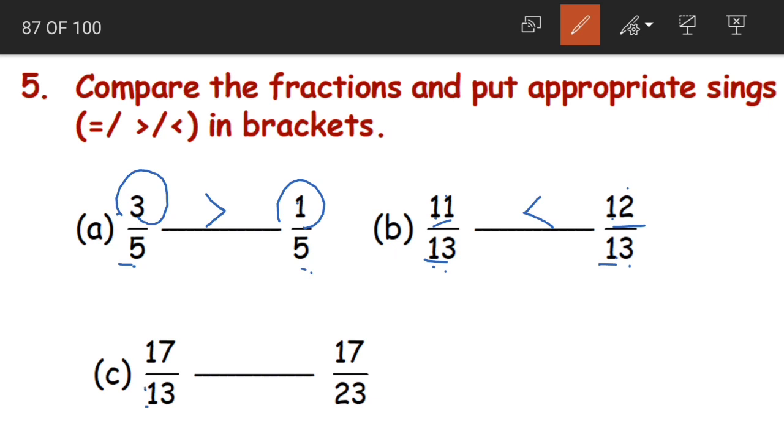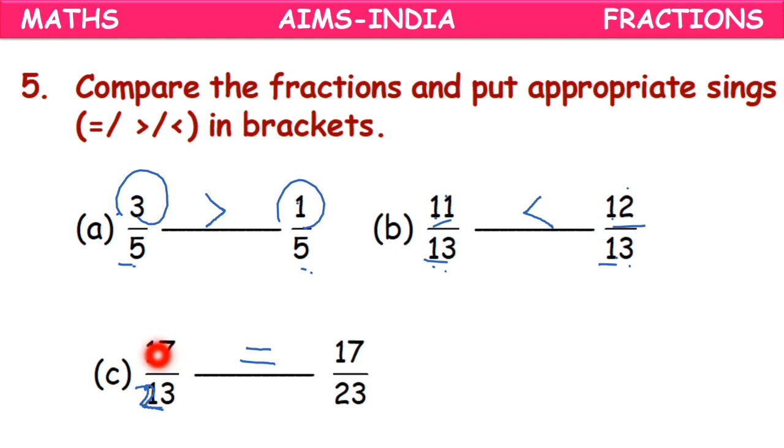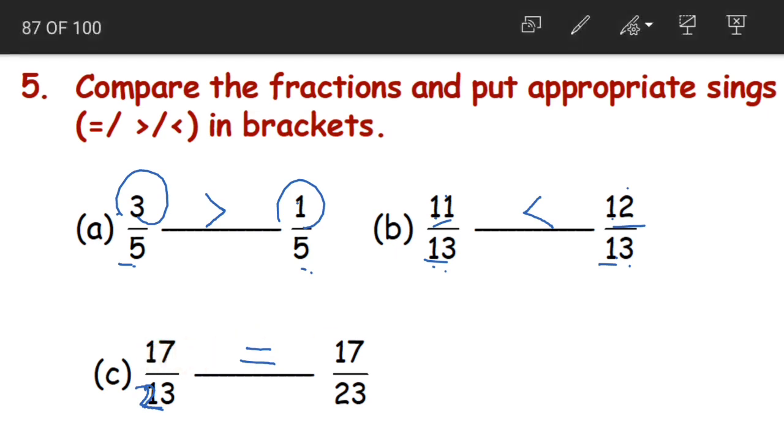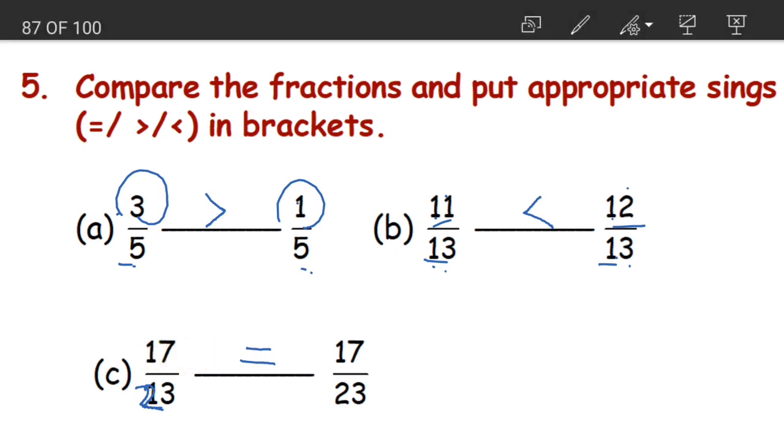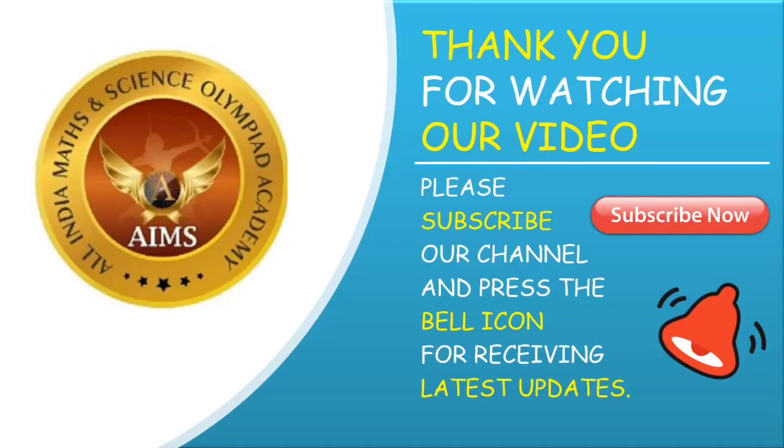Next, 17 by 23 and 17 by 23. Now these two are equal. Yes or no? Both the numerators and denominators are same. So 17 by 23 is equal to 17 by 23. Understood, children?